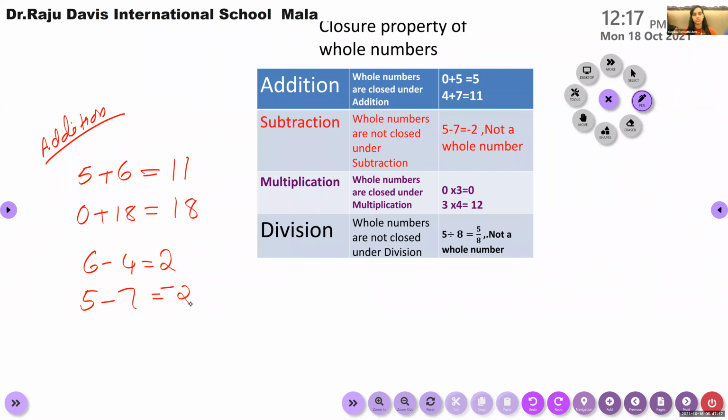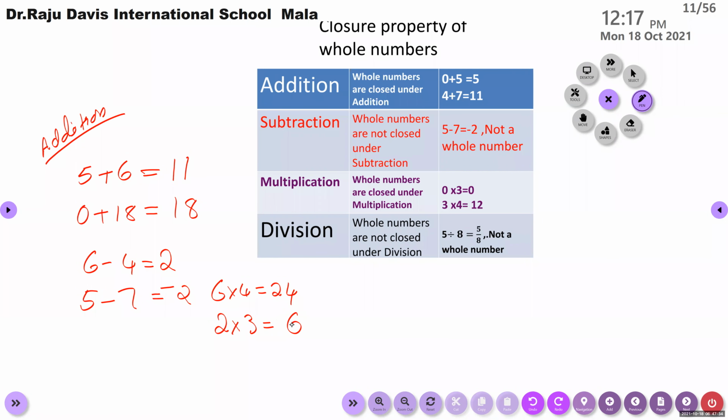Now we will discuss multiplication. 6 into 4 is 24. Is it a whole number? Yes. 2 into 3 is 6, again a whole number. So what can we say? Whole numbers are closed under multiplication.